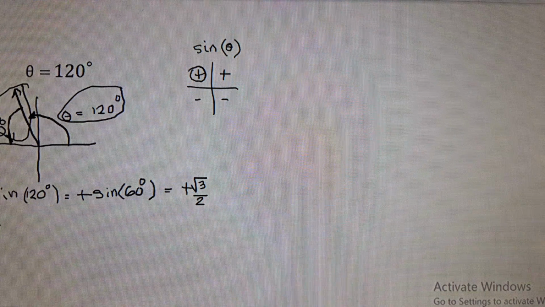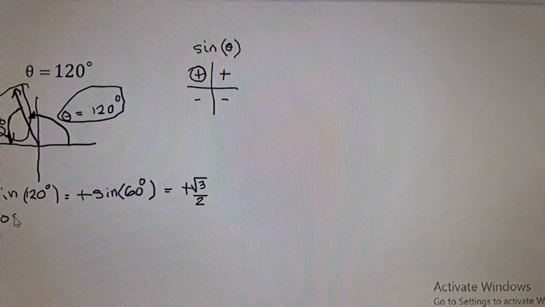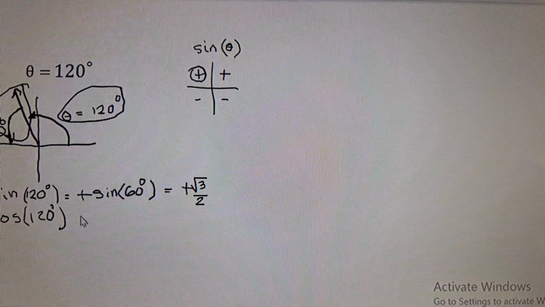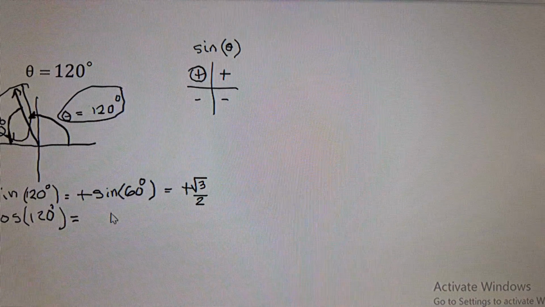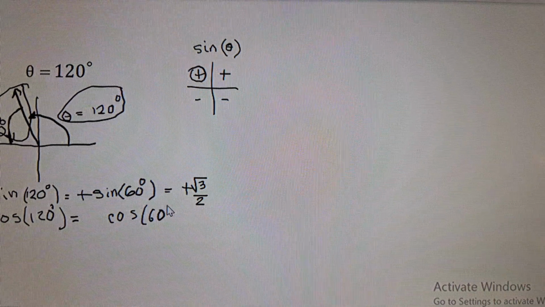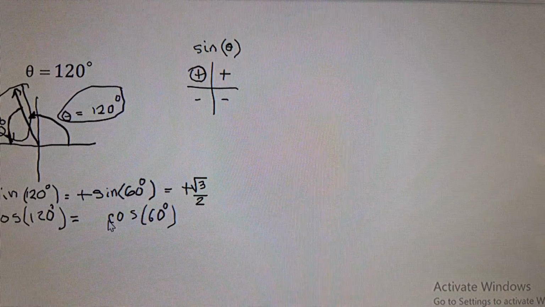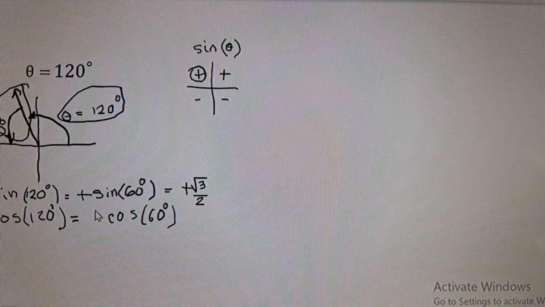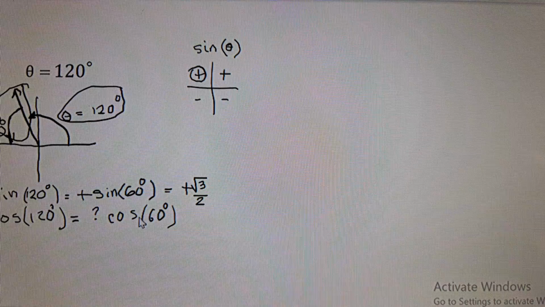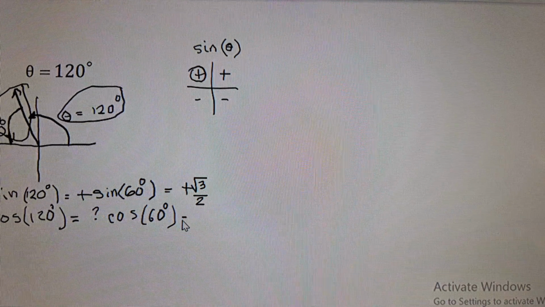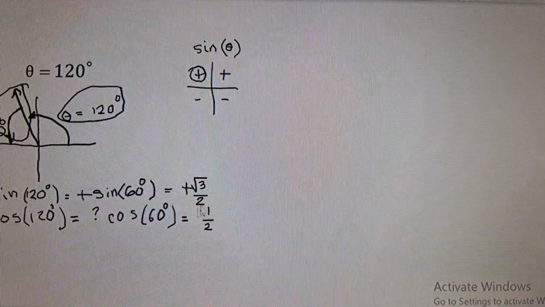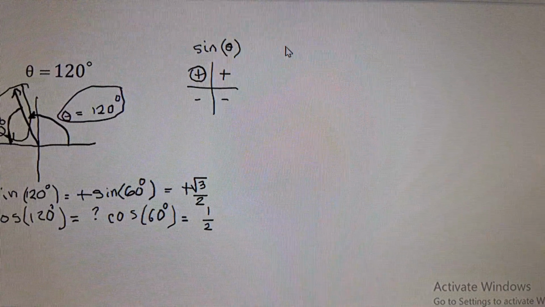Let's take a look at the cosine of 120. Well, it'll also be equal to the cosine of 60. But we need to be careful about the sign here, wouldn't we? We know that the cosine of 60 is equal to 1/2. But what's the sign? What is the sign convention?